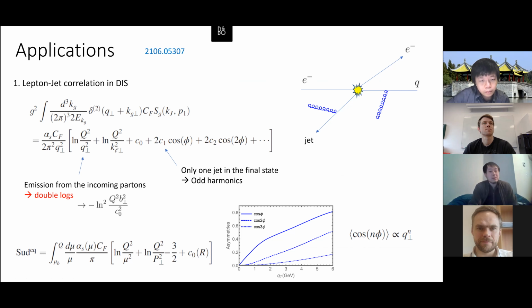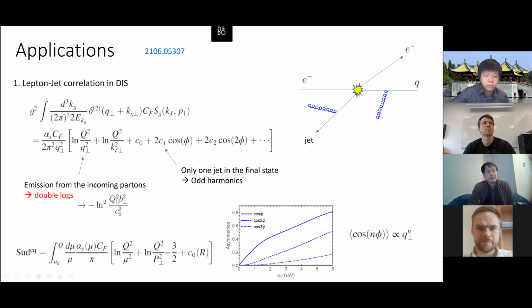We can do this resummation in the b space. In the b space, you have this double log of capital Q times b perp squared that can be resummed. In this case, you get a Sudakov factor like that in the b space, and then Fourier transform back to the momentum space. So here are the resummed results for the cosine phi, cosine 2 phi, and cosine 3 phi angular modulation, and you can see this cosine n phi is proportional to Q perp to the power of n. You can see this tendency.